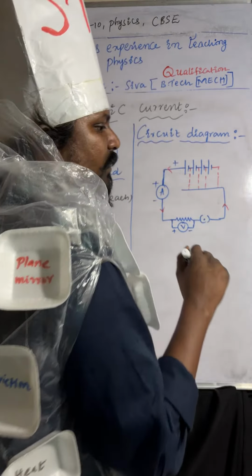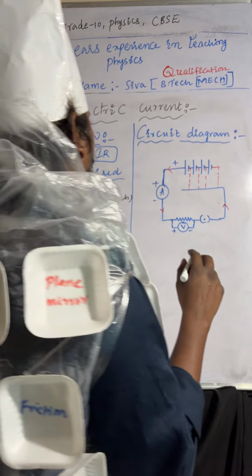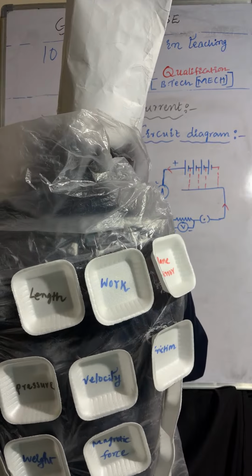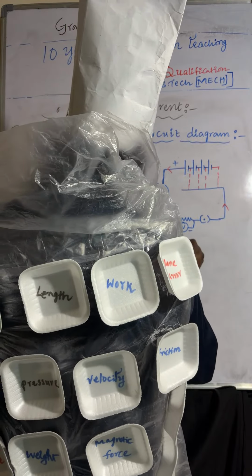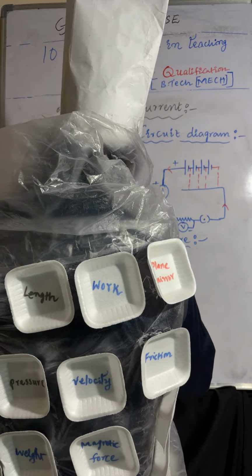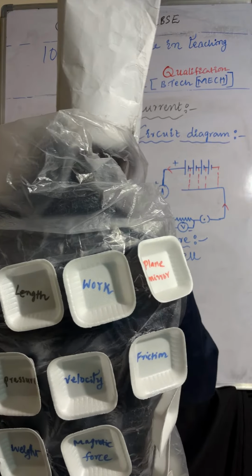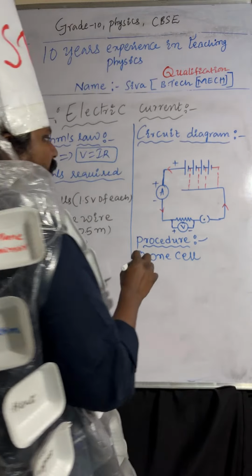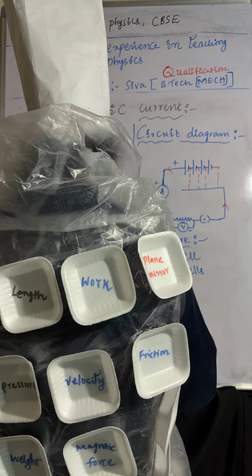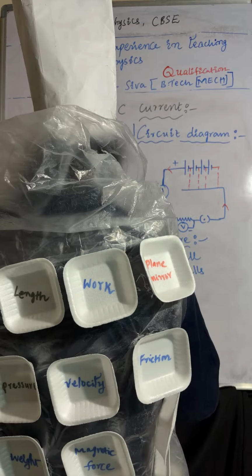Circuit diagram. So next one, procedure. The procedure is: first connect one cell and note down the reading of the ammeter and voltmeter, and then connect two cells and note down the reading of the ammeter and voltmeter. Repeat the process for 3 and 4.